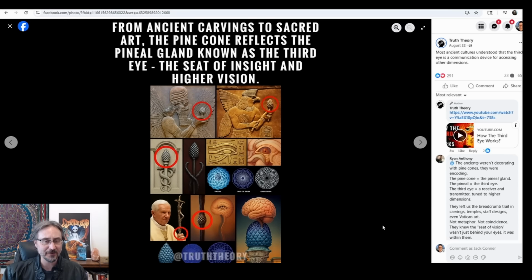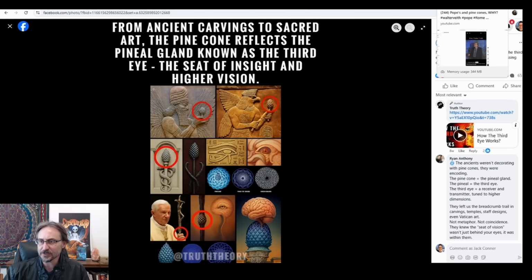Now, many in the modern day associate the pine cone with the third eye and enlightenment. This is controversial and debated, and if you go on ChatGPT, it'll tell you, no, that's not the case. Ancient cultures didn't actually believe that. But this is certainly the common perception of the pine cone and its representation of the third eye and enlightenment, the pineal gland. Obviously you see lots of historical examples of that.